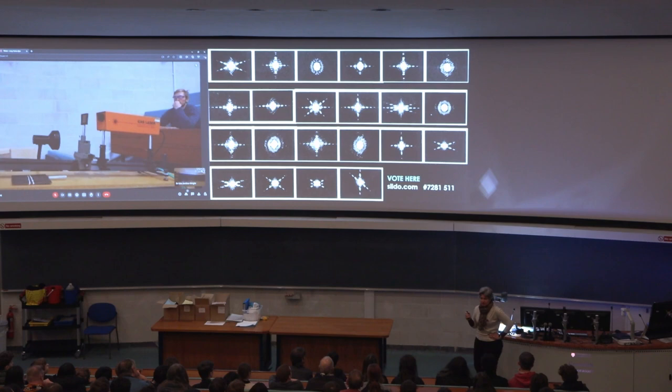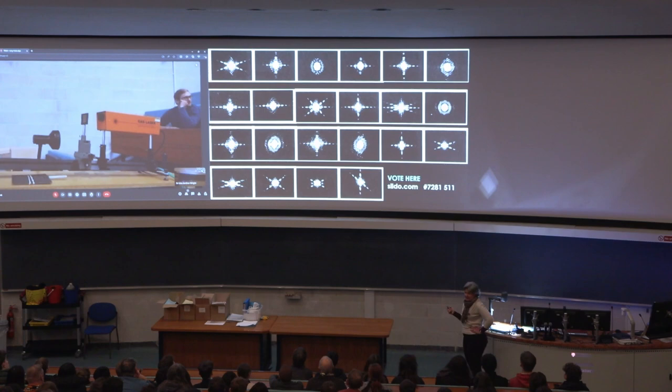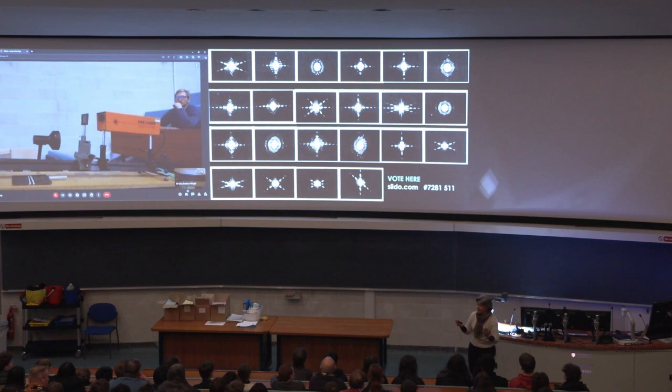So G, here's the H pattern that we've already seen. That would have been too easy if I'd have left that one out. This has got a curly bit in it. So which one do we think this might be? J. Therefore, if this is H and this is J, I is missing.